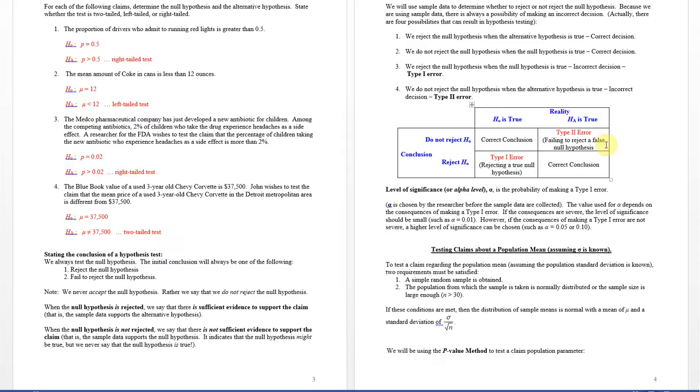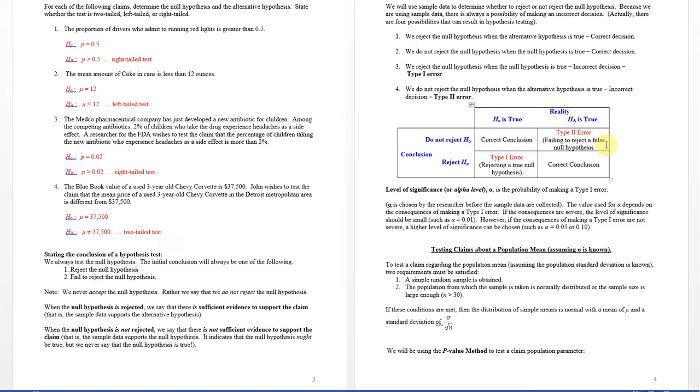And if we do not reject the null hypothesis when the alternative is actually true, aka we made the wrong decision, we kept the null when we shouldn't have, we've made what's called a type 2 error. Oh no! This is also something bad. And this is called a false positive.